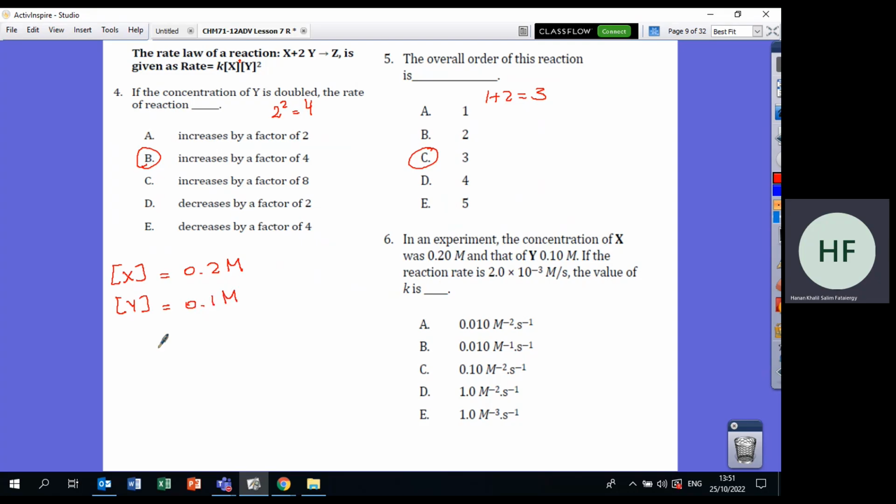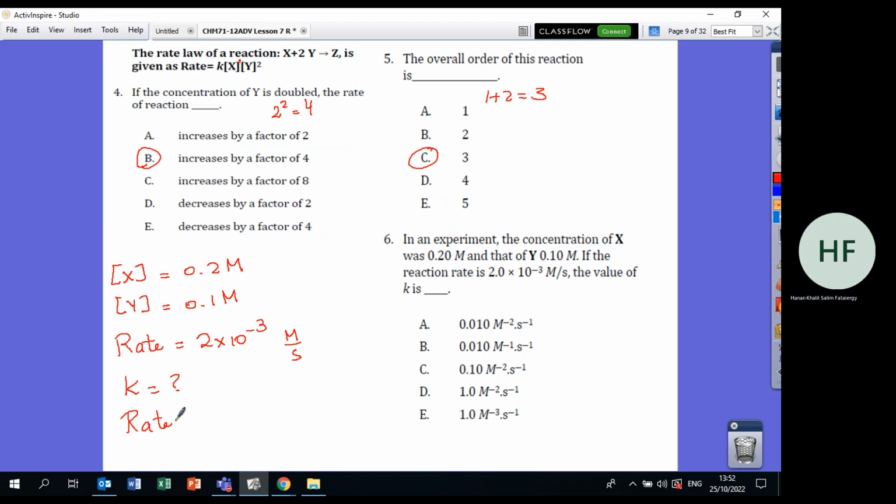If the reaction rate is 2 times 10 to the minus 3, so the rate is 2 times 10 minus 3. Of course the rate, not meter per second, this is molarity per second. In physics, it's meter per second because it's a speed. In chemistry, I call molarity per second. The value of K is, how do I find the K? Of course we don't make up a rule, the rule is here. Rate equal KXY square. X power 1 times y squared. Put instead of the rate this number, instead of x 0.2, instead of y 0.1, and find k.